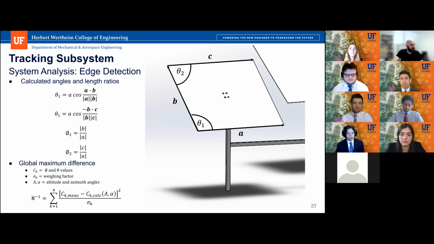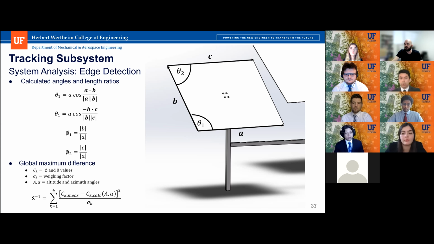Here we have a description of our edge detection software. So in terms of how the edge detection feature works, it's essentially going to be a comparison between measured values by the camera, measuring the length of the heliostat in terms of pixels, and then calculated angles, which are determined by heliostat azimuth and elevation angles using the central projection. So the figure on the right displays the side lengths necessary for calculating the angles, as seen in the equations on the left.